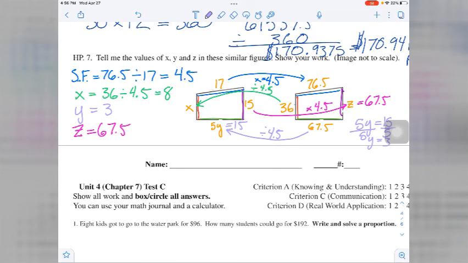So that is all of the test and the highly proficient. Check your answers and let me know.